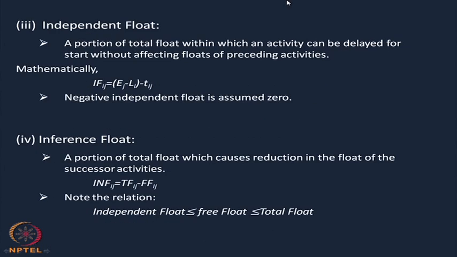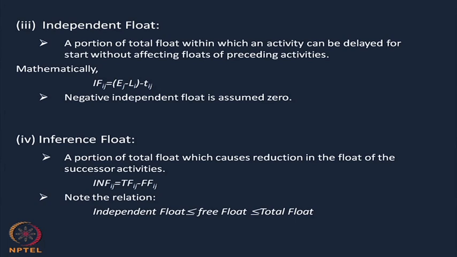The next one is the independent float. The independent float is also a portion of the total float within which an activity can be delayed for starting without affecting the floats of the preceding activities. The earlier one was subsequent activities and this one is the preceding activities, that means afterwards.